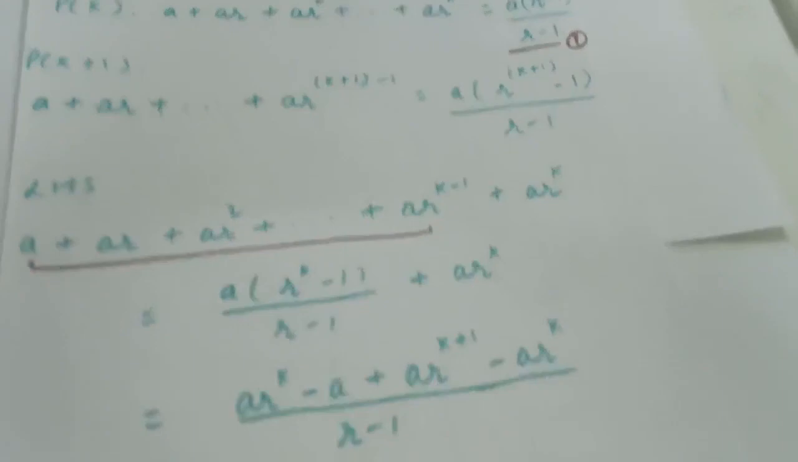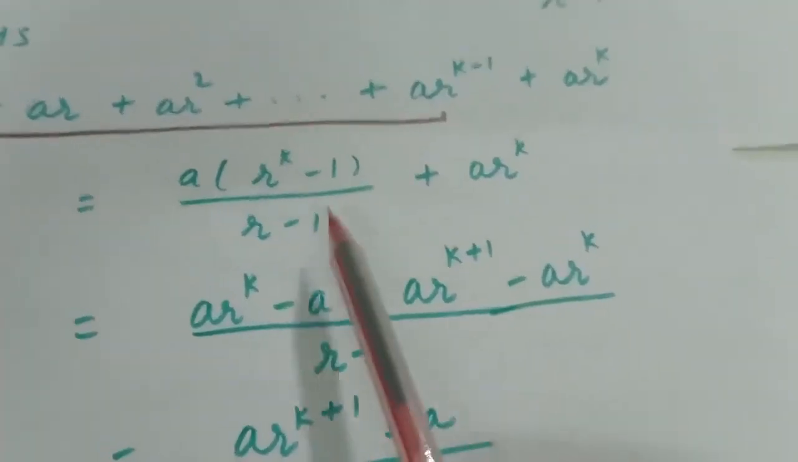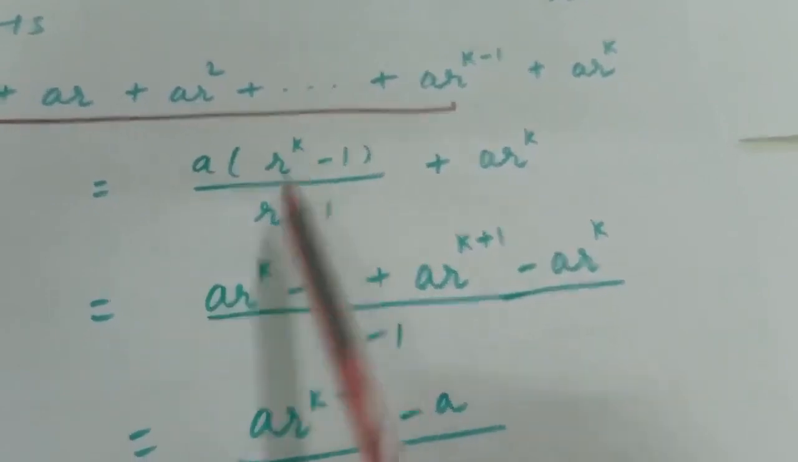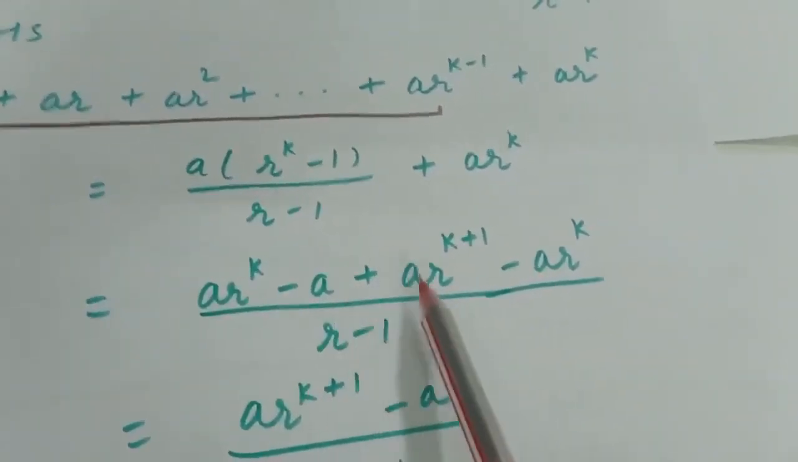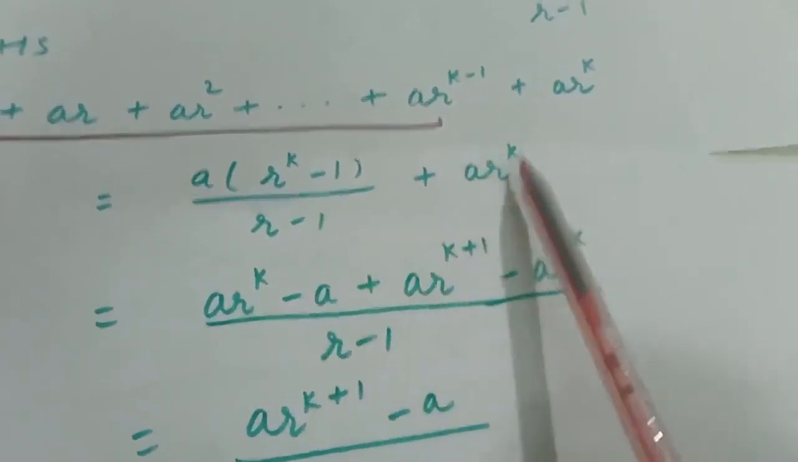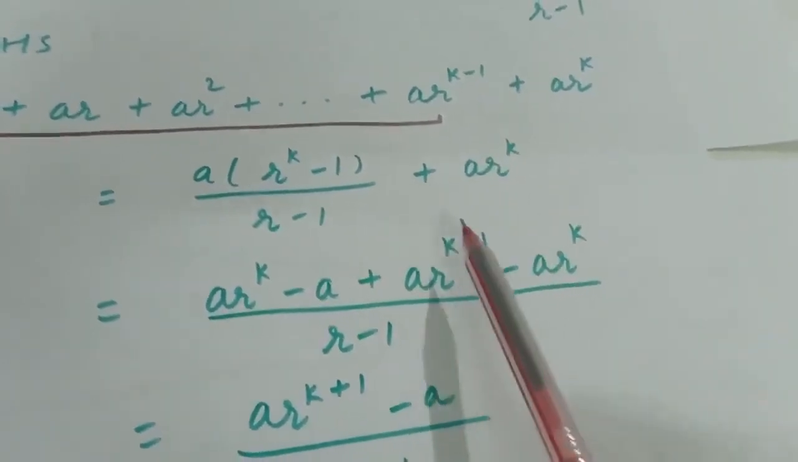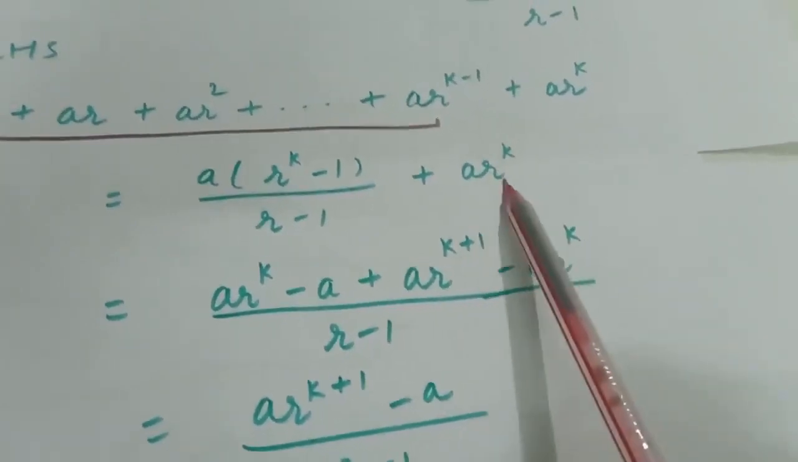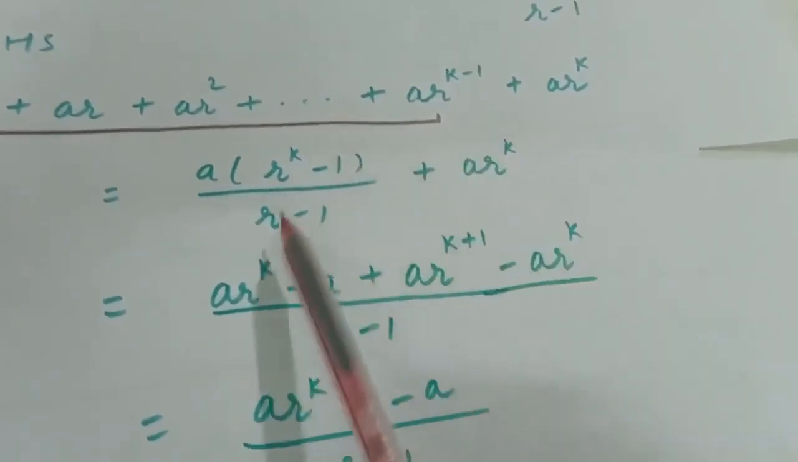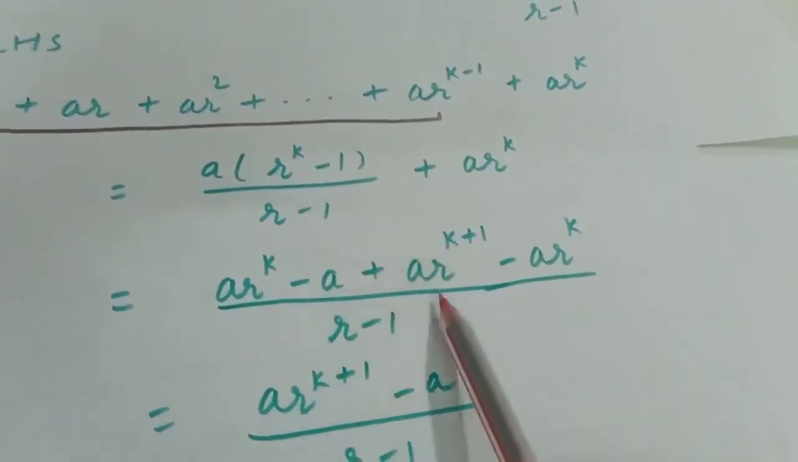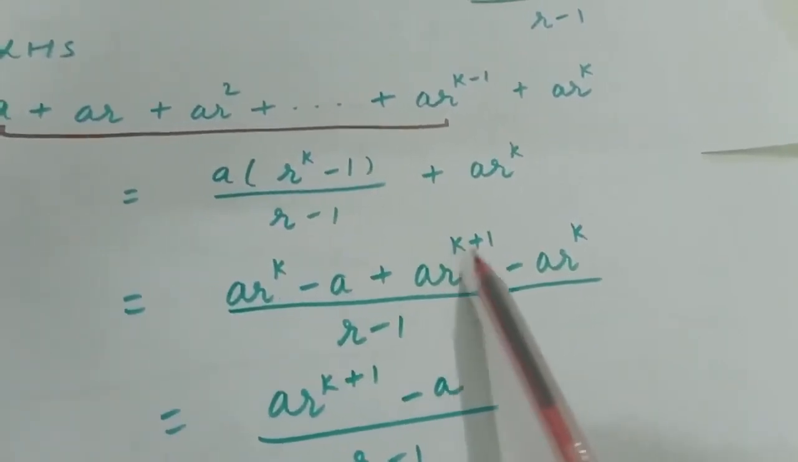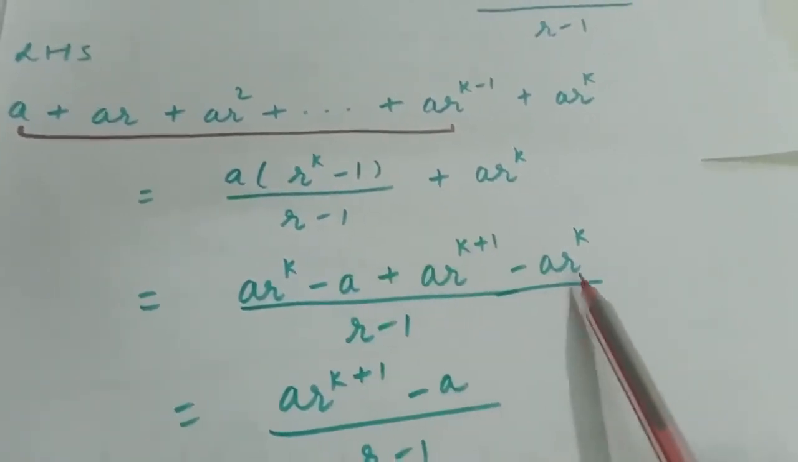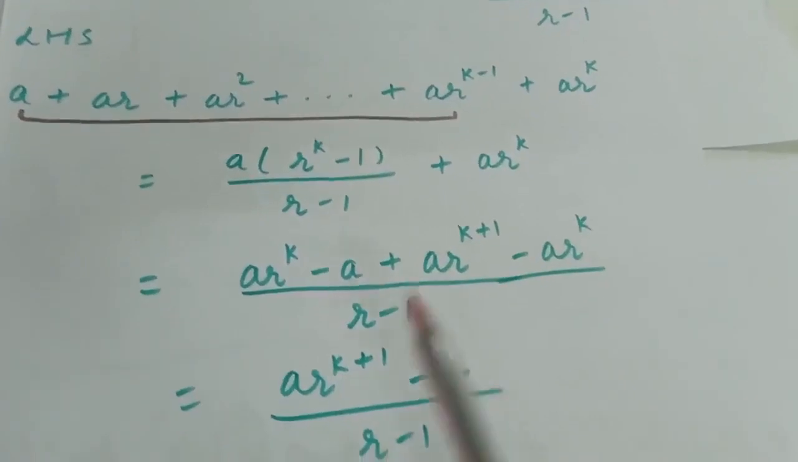Clear? Now taking the LCM r minus 1, multiply these terms a r raised to the power k minus a, plus with r minus 1 this term, so it will be a r raised to the power k plus 1. Why? Because here it is r raised to the power k, here it is r raised to the power 1. So multiplying them, the bases are the same, so the powers will add, minus the same a r raised to the power k upon r minus 1.